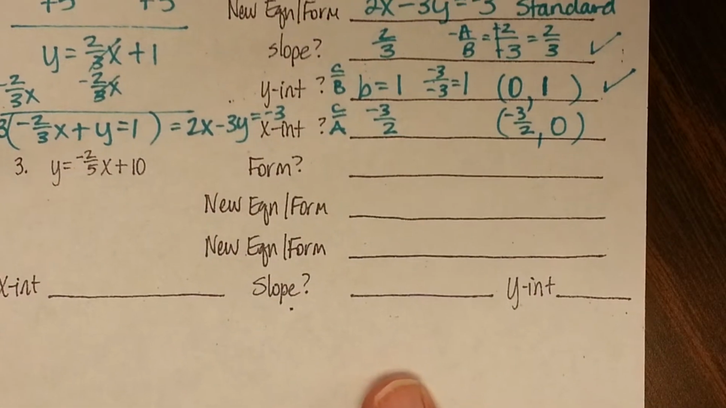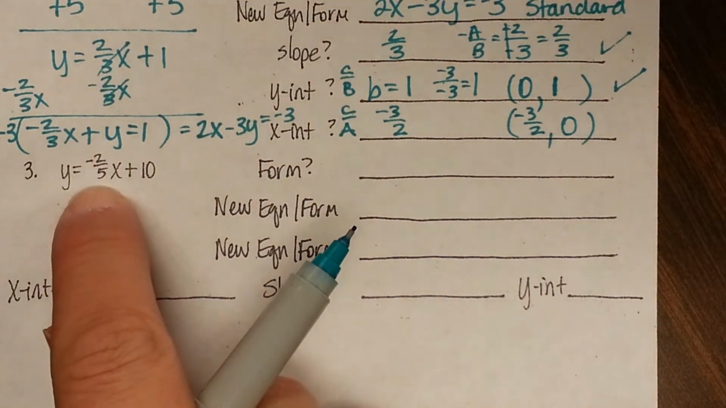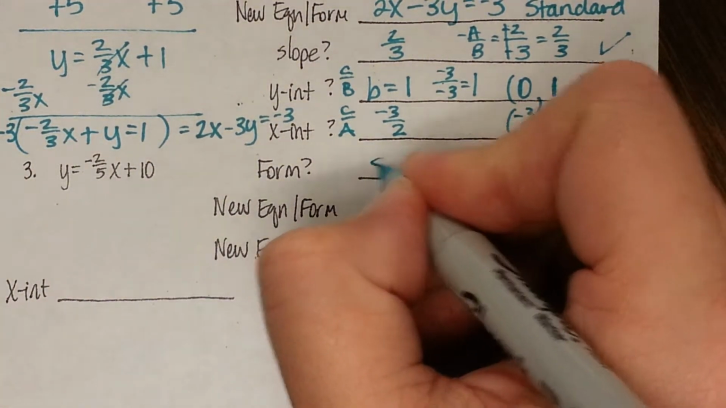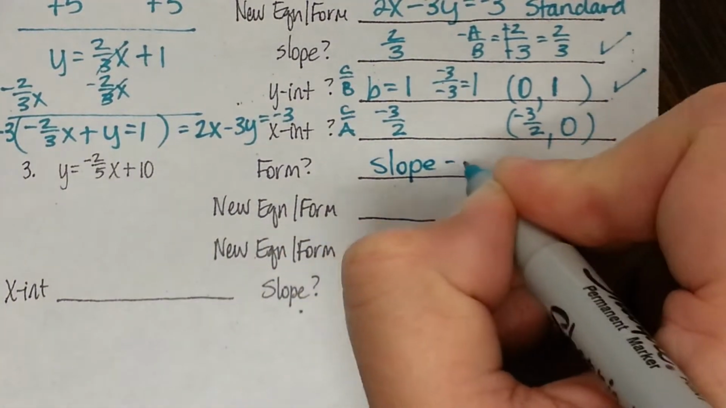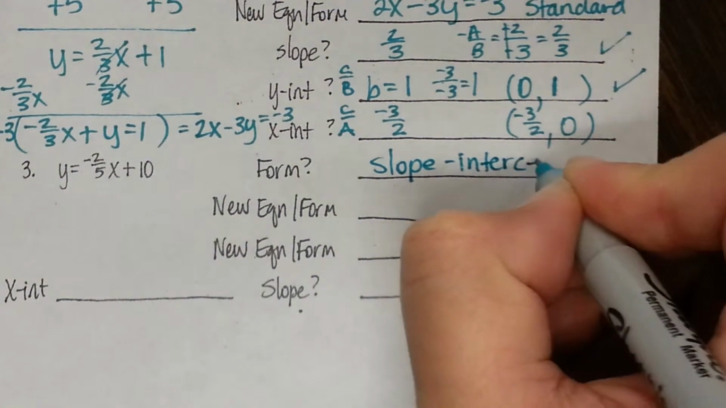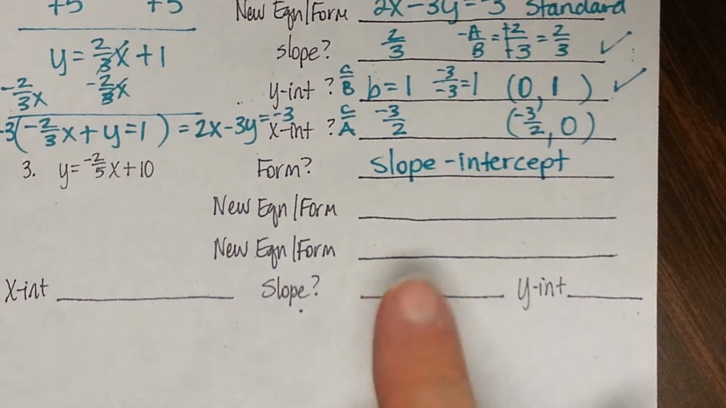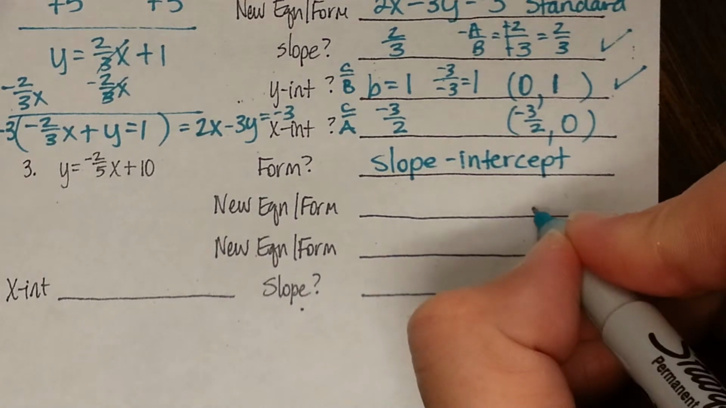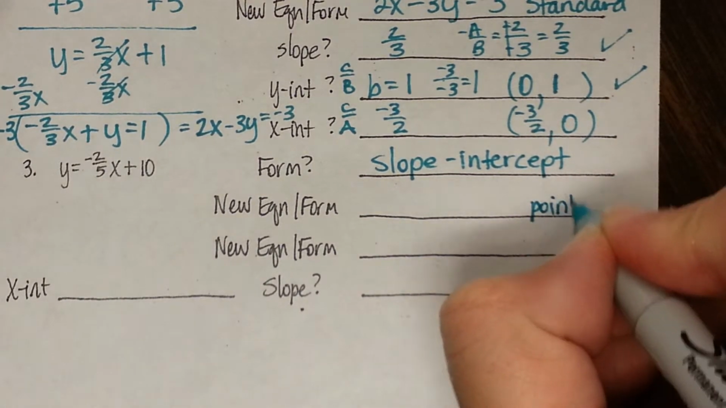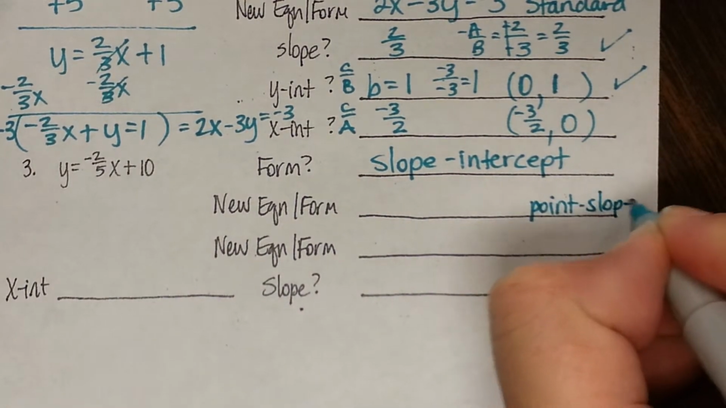Last but not least, we want to work this last problem. It happens to be in slope-intercept form. So we'll jot that down. So that means the other two forms that I need to get are point slope and standard.